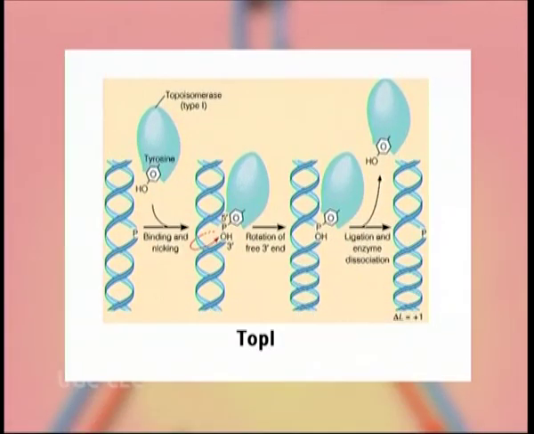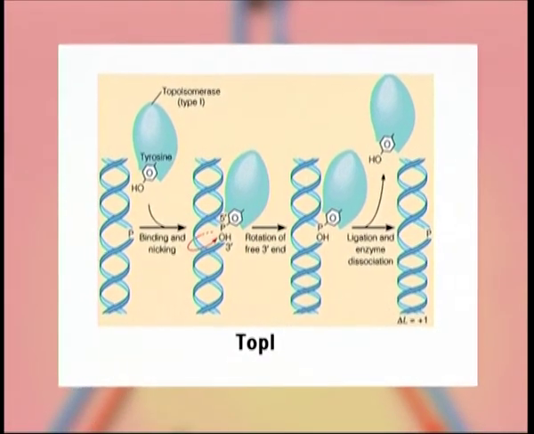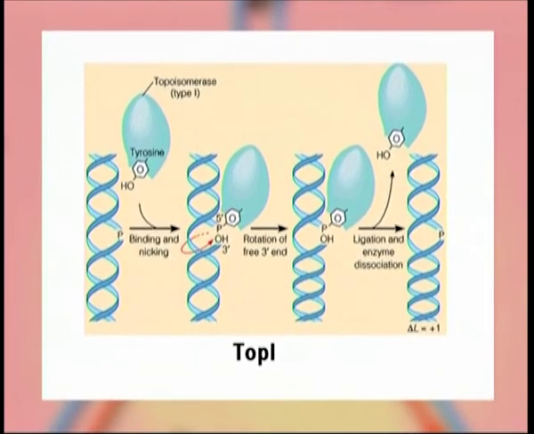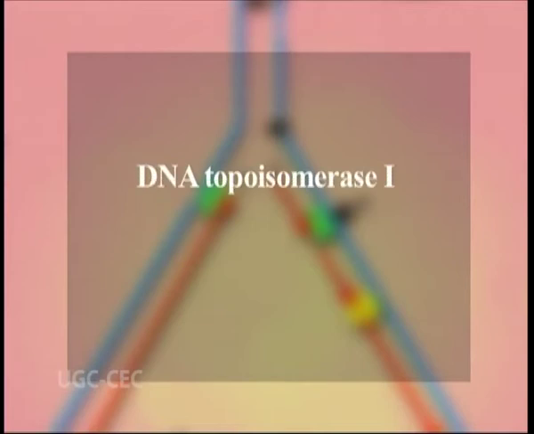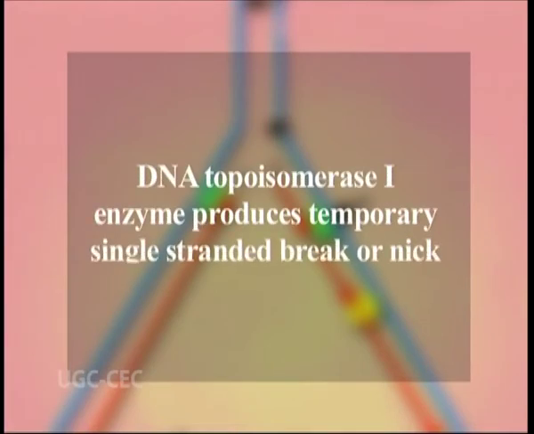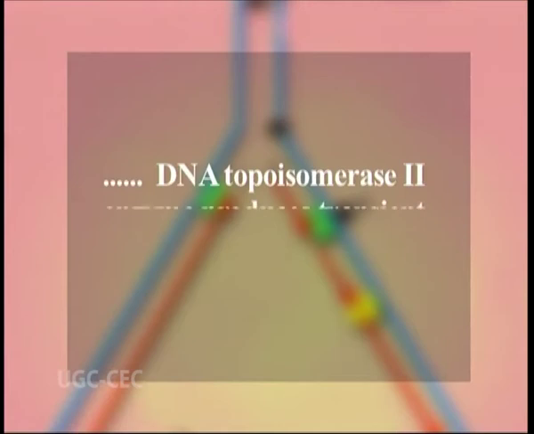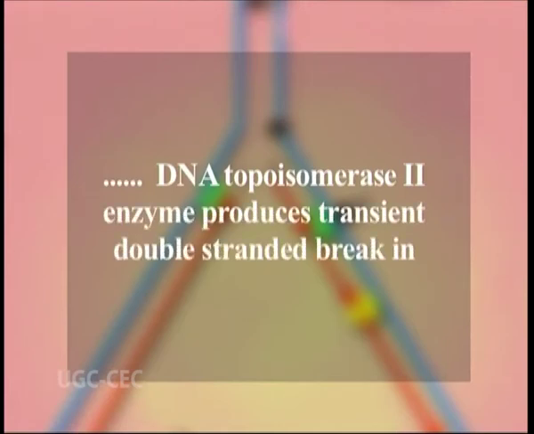This problem is tackled by the enzyme topoisomerase, which opens the coiled turns by creating a small nick in one strand, letting the molecule uncoil by one turn and closing the gap. The topoisomerases are of two types. Number 1, DNA topoisomerase 1 enzyme produces a temporary single-stranded break or nick in DNA. And number 2, DNA topoisomerase 2 enzyme produces a transient double-stranded break in DNA.